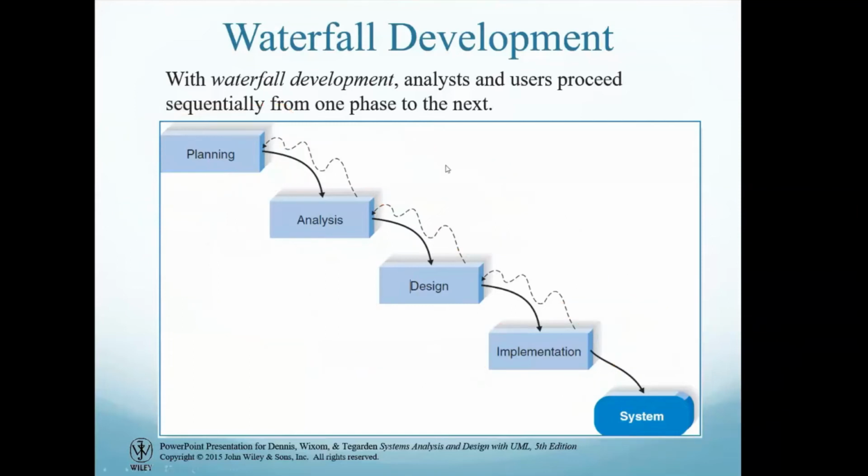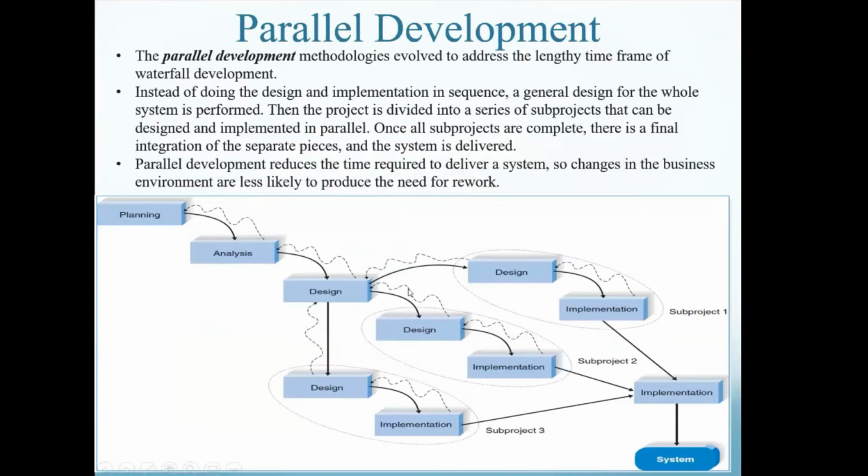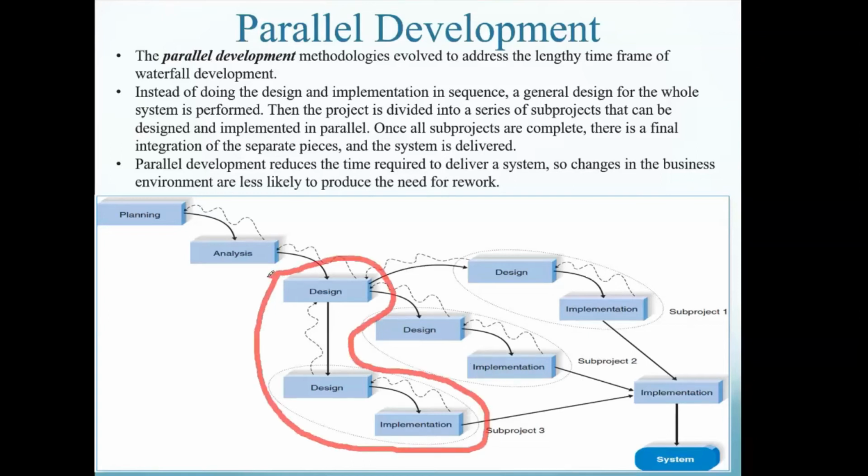The next model is the parallel model. Due to the drawback in the previous system, that there is too much gap, the parallel model was developed to address the lengthy time framework of the waterfall model. Instead of doing designing and implementation in a sequence, this model divides the whole system into small projects, and for each small project there is a separate designing and implementation, like a separate module.